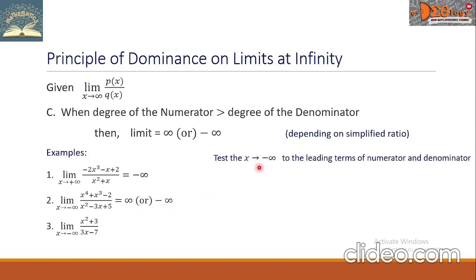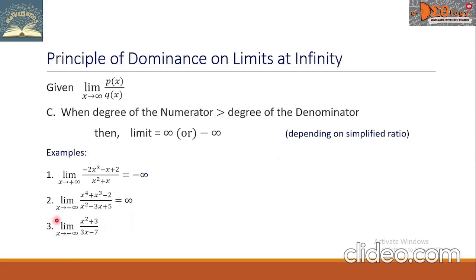Let us test the x approaches negative infinity to the leading terms of numerator and denominator. In the numerator, the leading term is x raised to 4. In the denominator, the leading term is x squared. Let us substitute the negative infinity to the leading terms. It becomes like this. The fourth power of negative infinity all over the square of negative infinity. Since the exponents are even, we can simplify this as positive infinity raised to 4 over infinity squared. Then we can simplify this into infinity squared, and this infinity squared is simply infinity. In this case, the answer for number 2 is positive infinity.